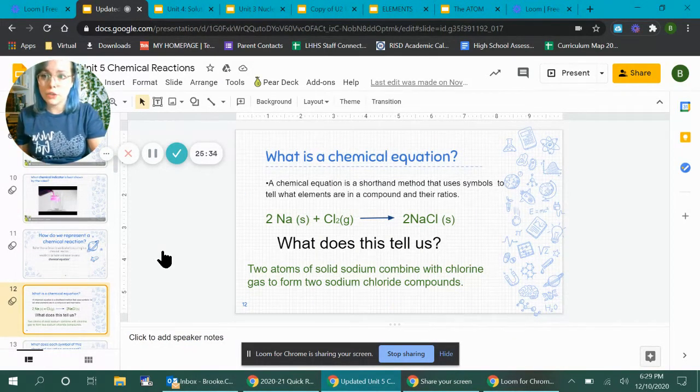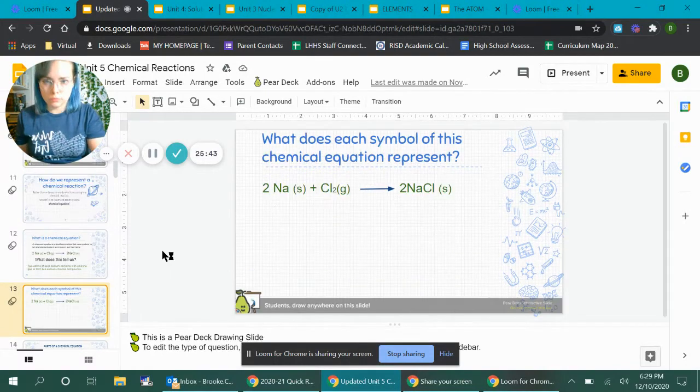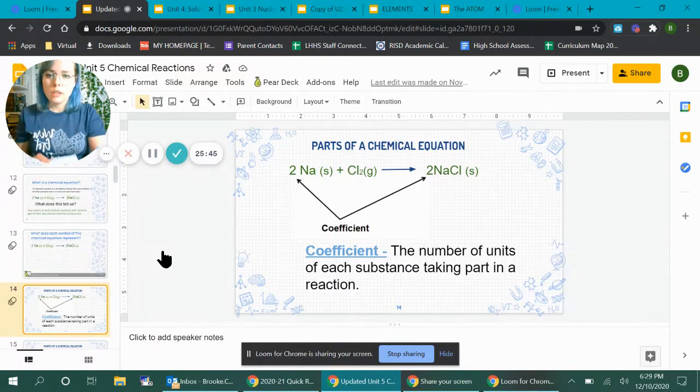Okay, chemical equation. So we've been doing chemical equations for a few weeks now. Shorthand method, looking at what we're doing, okay? So we have the coefficient. The coefficient is the number of units of each substance taking part in the reaction. So that applies to the entire compound here. So this 2 goes to both, okay?